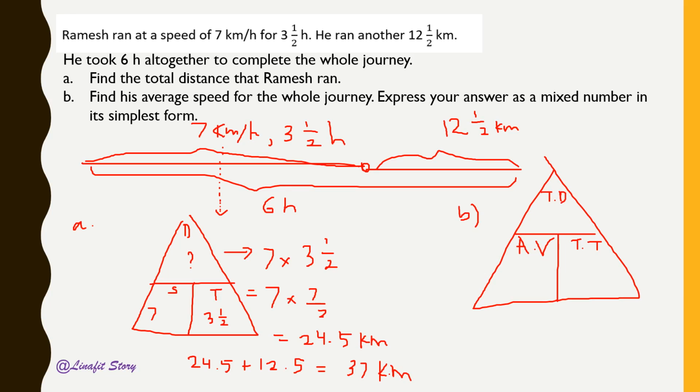We know that the total distance is 37 km, while the total time taken is 6 hours. Then how to get the average speed? So it will be 37 divided by 6 equals 6 1/6 km per hour.